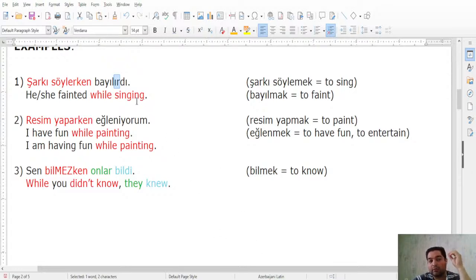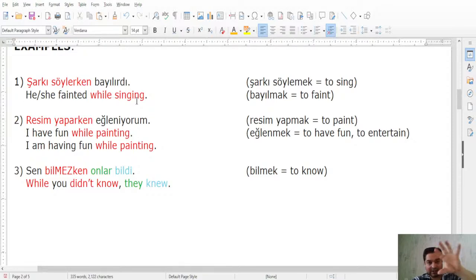But again, it would be "faint", it's this part. You work on the faint part, not the previous part. Şarkı söyle, not the previous, because şarkı söylerken is stable. Don't play with that, but you can play with the verb, yes. He, she would have fainted while singing.